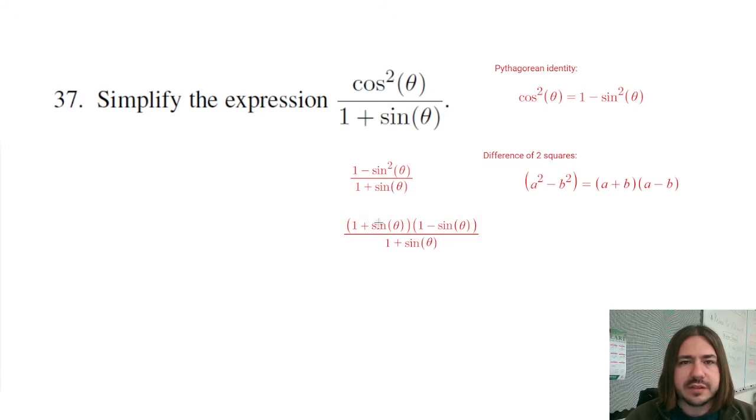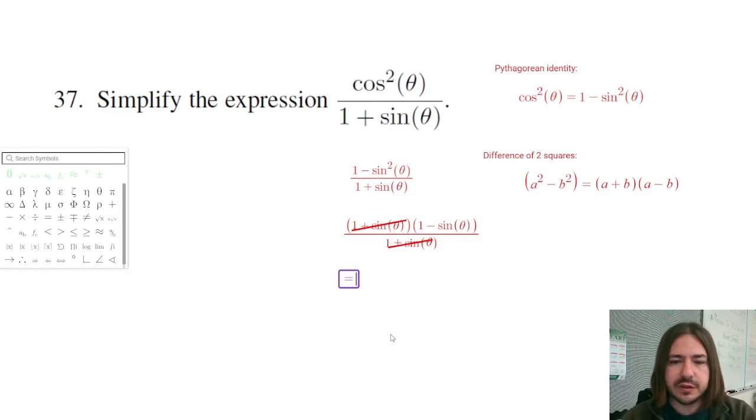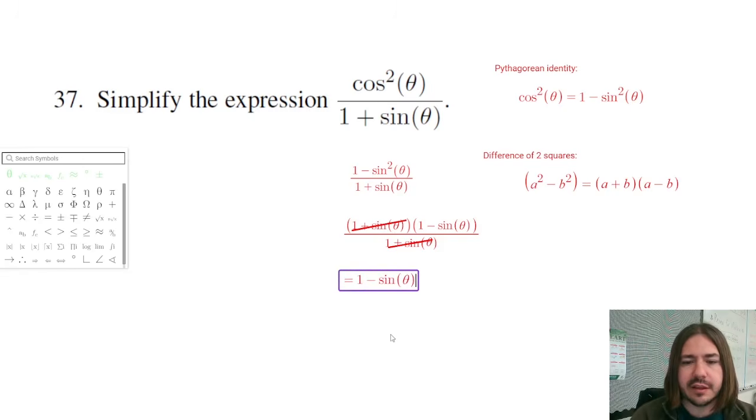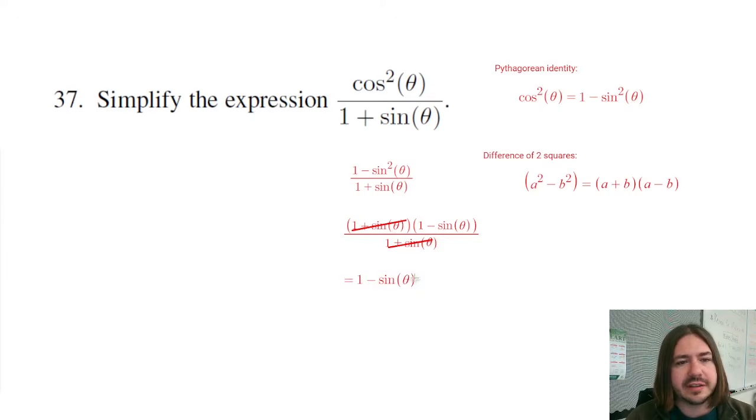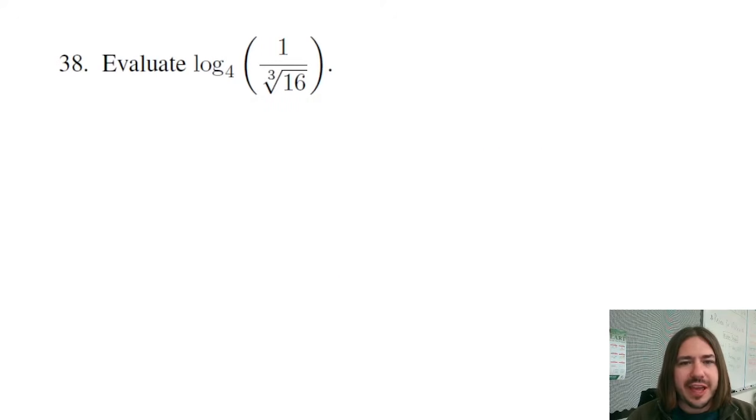Now once you get it to this step, we can see that we've got a 1 plus sine theta as a factor on both the numerator and the denominator. So we will reduce that to 1, and that just leaves us with 1 minus sine theta, and that's going to be our answer for number 37. Number 38 says evaluate log base 4 of 1 over the cube root of 16.